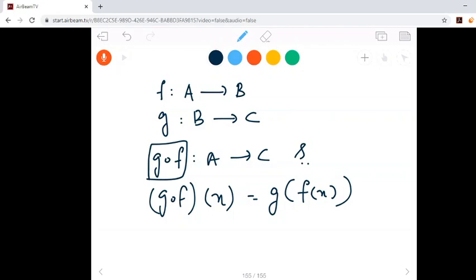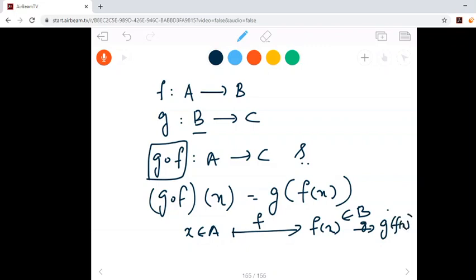Now here x is in A, and when we apply f to x, we will reach f of x, which is in B. On the set B, we define the function g so that I can apply g on this f of x, so that I will get g of f of x. So, if g composite f is defined, then it is a must that this f of x is in the domain of g. Otherwise, we cannot define g composite f.